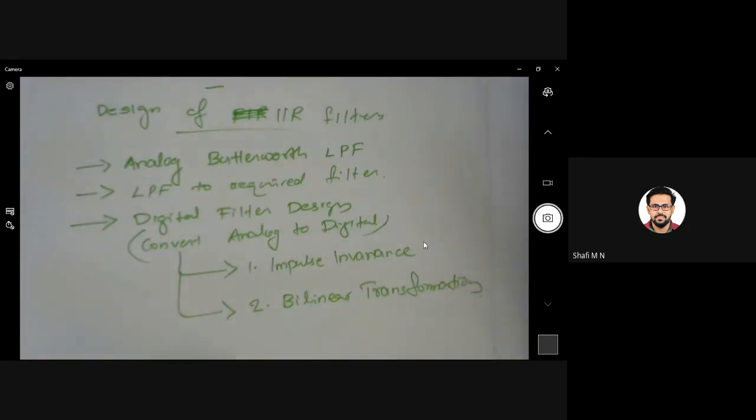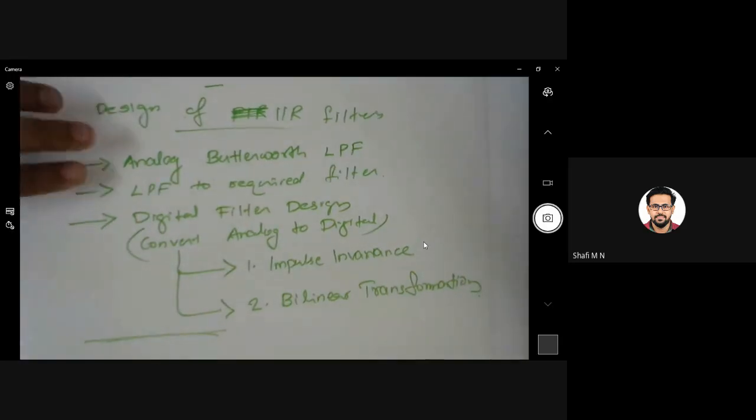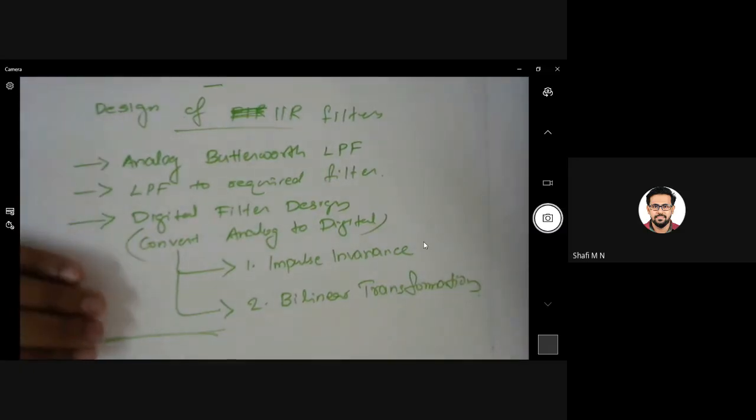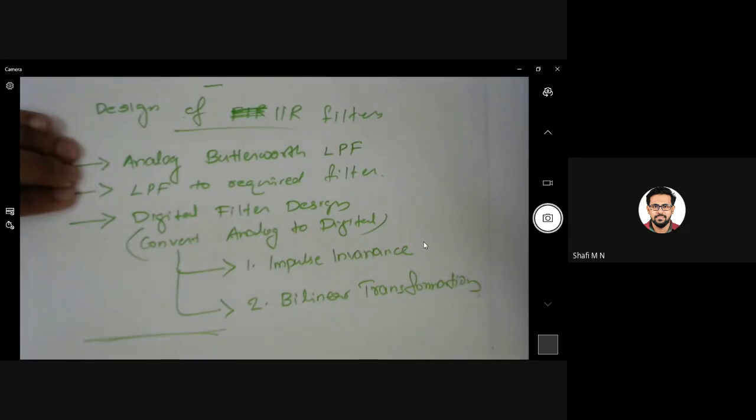So this will be the end of module 4. This is design of IIR filters. We will start. If you want to design an IIR filter, first you have to design an analog filter, then convert it to digital. So in the first half section, we will discuss the design of analog filters itself.